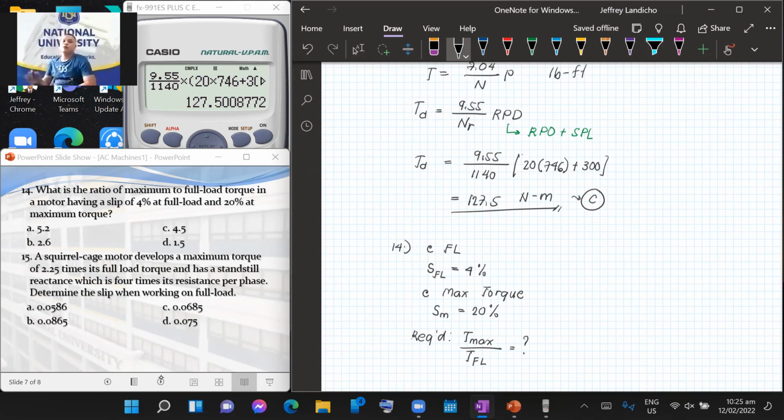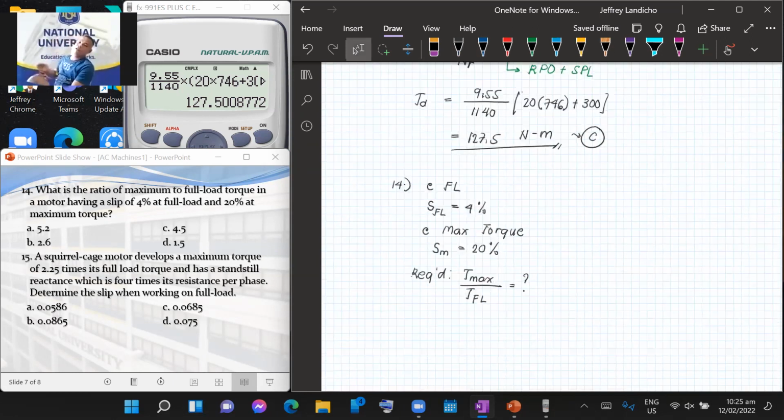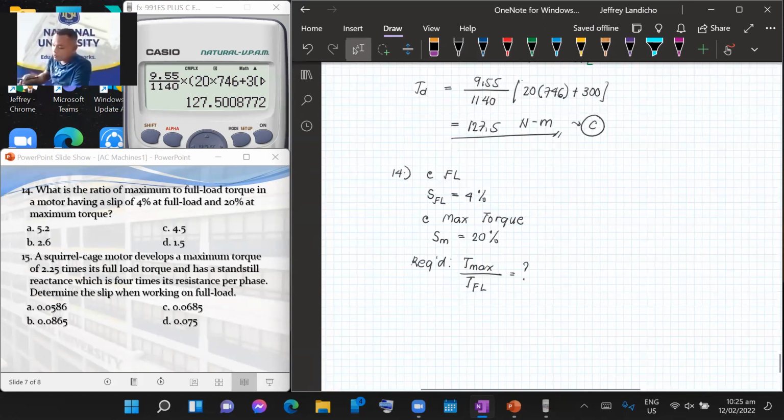So, saan natin kukunin yan, kapatid? Actually, para makuha natin yung formula niyan, nandun na naman yung term na maximum. So, ibig sabihin, ang derivation niyan ay gagamit talaga ng derivative. Kung babalikan natin yung ating torque formula, the general formula for torque, that is always what? T equals K phi I.